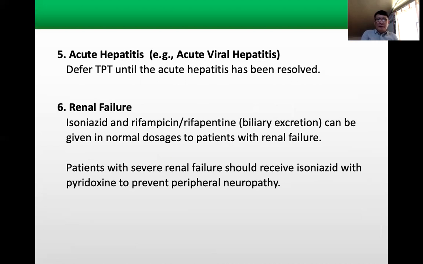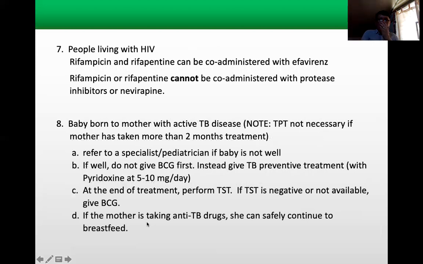Renal failure: isoniazid, rifampicin, and rifapentine can be given in normal dosages to patients with renal failure. Normal dosages only. Patients with severe renal failure should receive isoniazid with pyridoxine to prevent peripheral neuropathy. People living with HIV: rifampicin and rifapentine can be co-administered with efavirenz. Rifampicin or rifapentine cannot be co-administered with protease inhibitors or nevirapine.